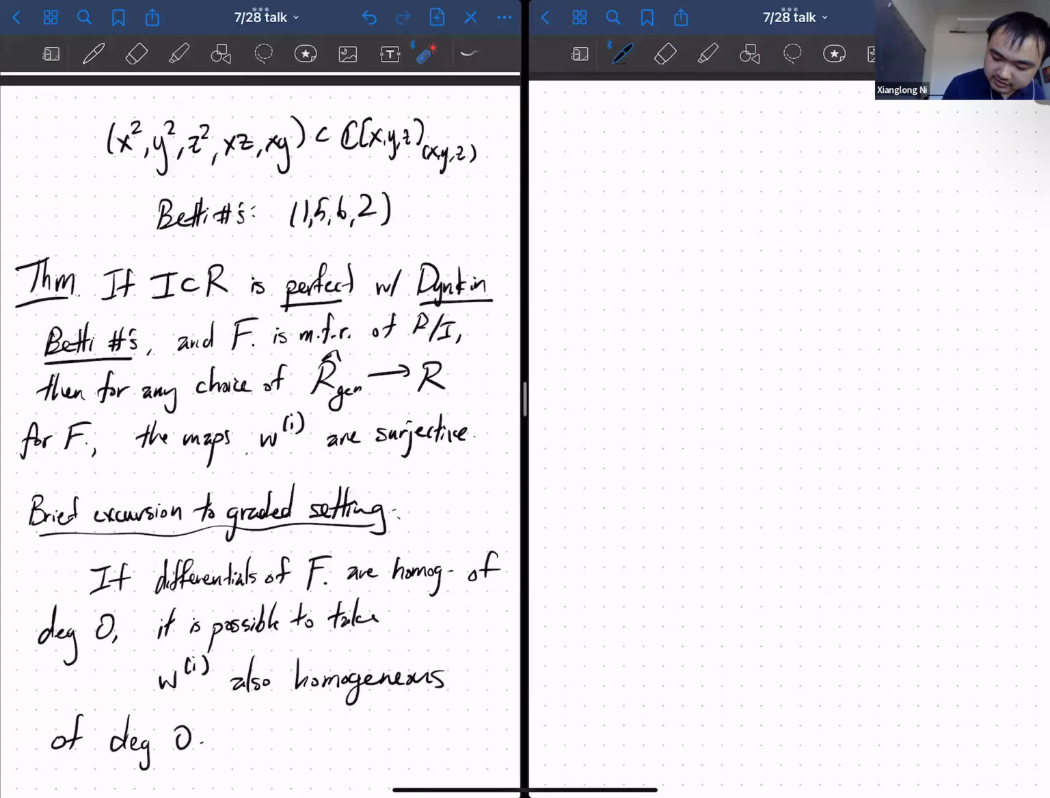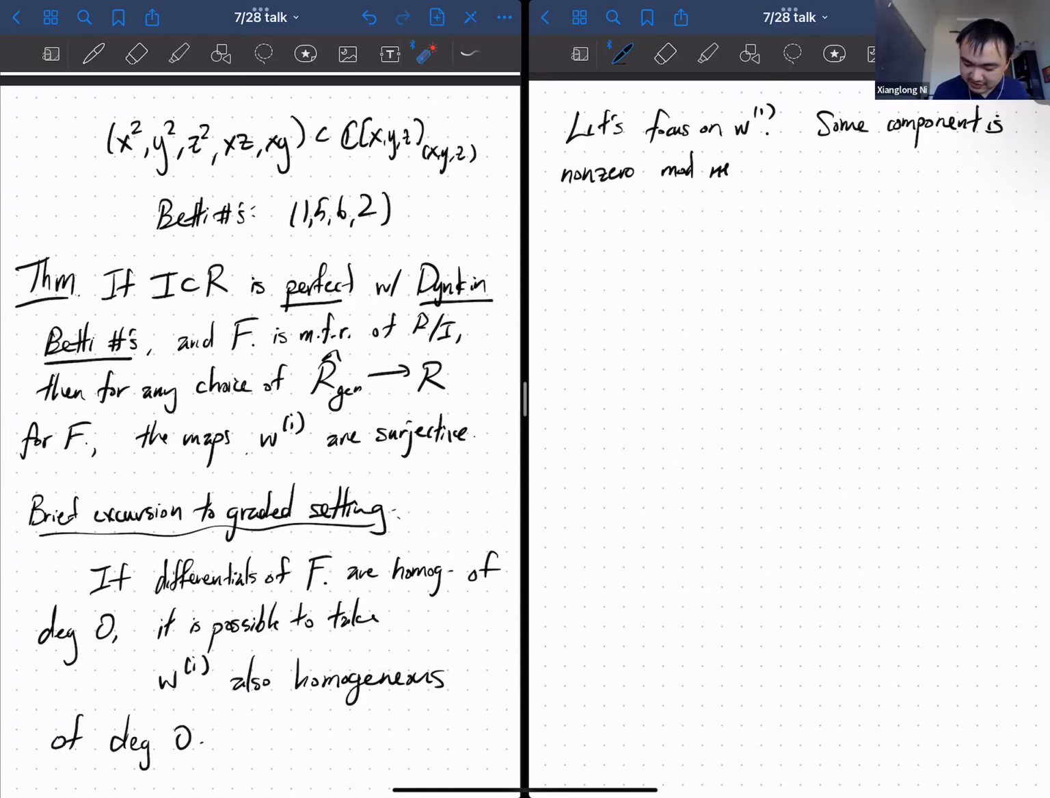So let's focus on W1. Some component of it is non-zero mod m, if I continue with the assumption that I is a perfect ideal. Let's write down this representation of E6, the 78-dimensional one, was F1 at the bottom, F3 dual tensor wedge 3 F1, and then the next component, there are actually 3 irreducible representations, which I'm not going to write down, and there's one more, and there's one more.